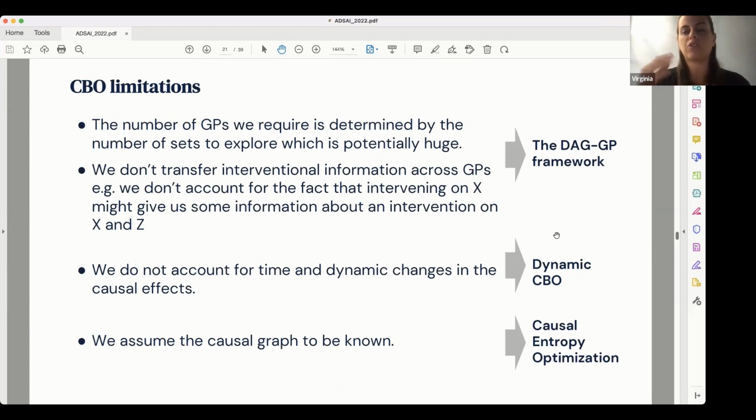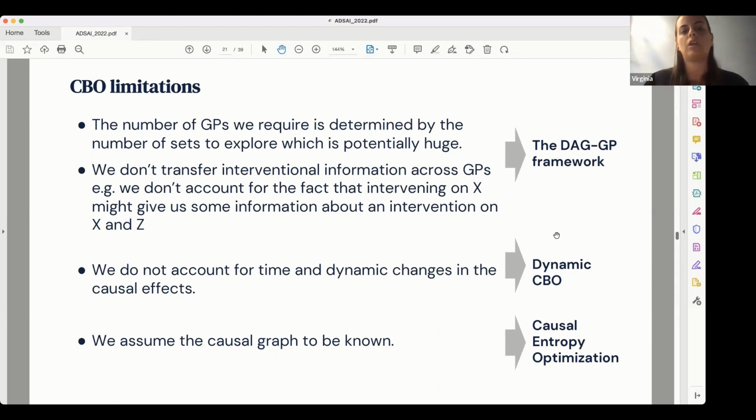And this is being addressed by developing the DAG-GP framework, for which you can find the relevant paper online. We have also addressed the problem of assuming a known causal graph by extending the acquisition function to account for uncertainty in the causal structure together with uncertainty regarding the optimal intervention. And this is what led to the causal entropy optimization algorithm.